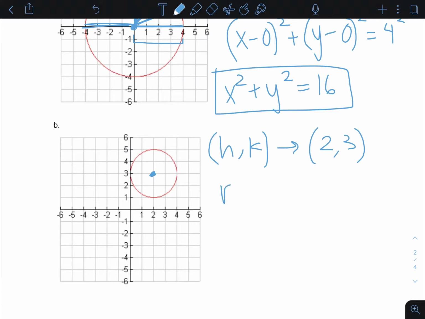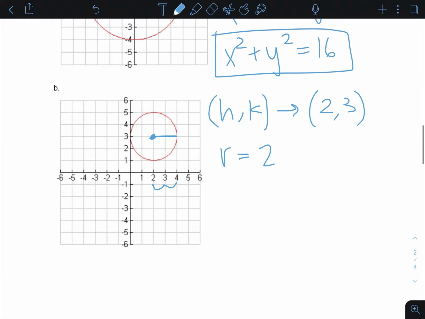And then our radius, if I just draw from the center a line out to the circle, that line has a distance of 2 because we're going from 2 to 4. So I know my radius is equal to 2. And it's the same even if I measure up like that. If I measure over to the side there, that's a distance of 2 either way.